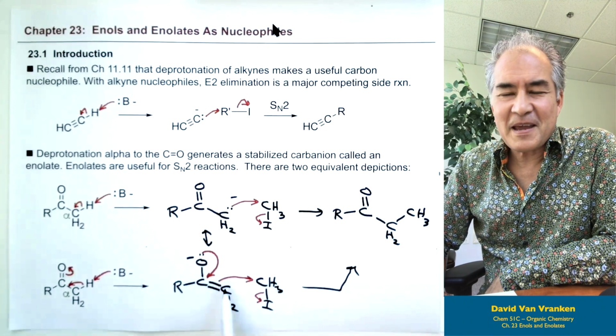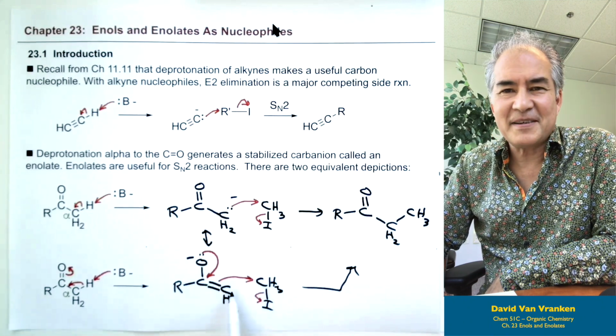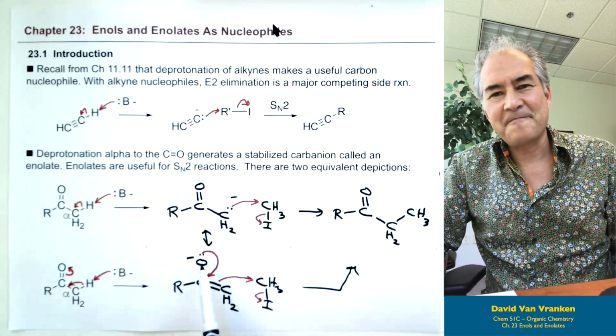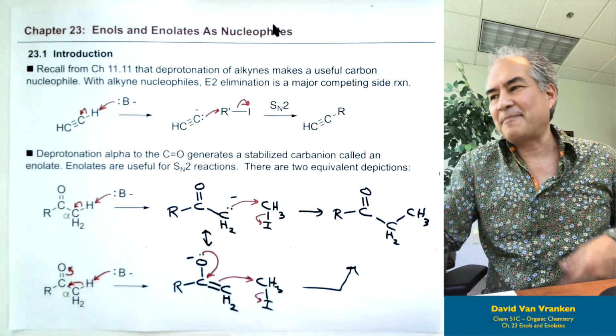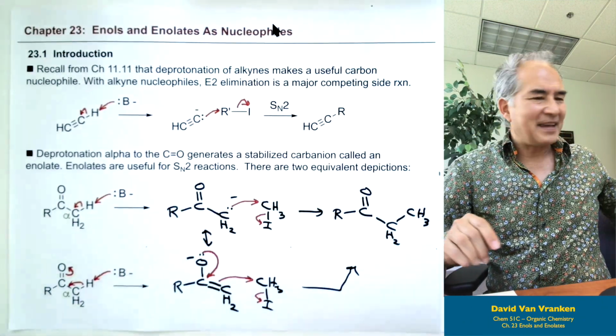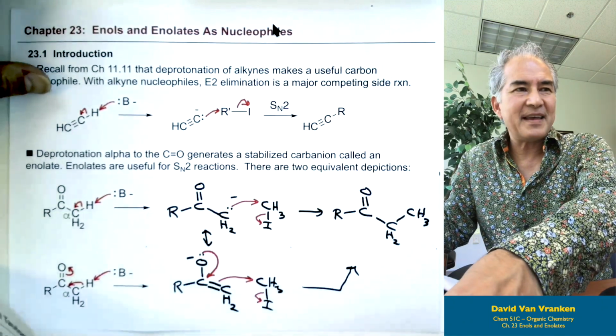Now, if you're interested in making bonds to carbon or attacking carbon electrophiles, you'll end up using this carbon, not the oxygen atom. And that's what you have to get used to in this chapter. So let's go ahead and talk about that over and over and over again. Get used to that arrow pushing.